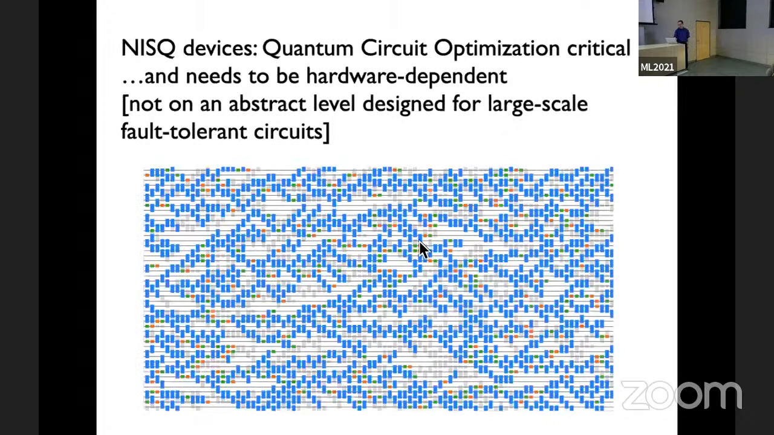And that is particularly important right now, where we have these noisy quantum devices that are already kind of large, 50 qubits, maybe 100 qubits, but that are not yet big enough to easily allow for abstract high-level logical qubit quantum error correction. So in this case, we want to optimize our circuits in order to counter the effects of the noise. And this circuit optimization really needs to be hardware dependent, depending on which gates you have available.